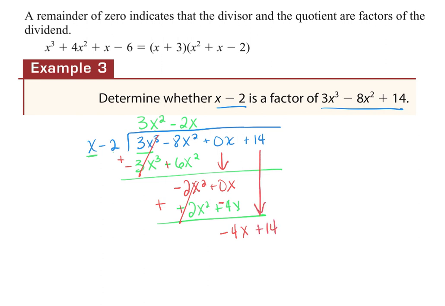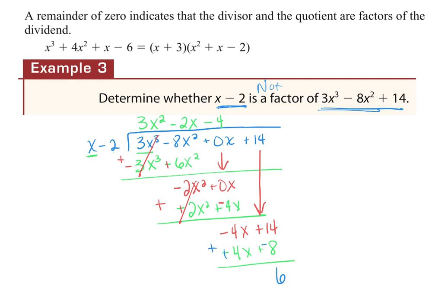What do I multiply x by to get negative 4x? Well, that's a negative 4. And then I'm going to multiply through negative 4 times x. Negative 4 times negative 2. And again, I am adding the opposite here. 14 and negative 8 give me a remainder of 6. So what does that tell me about what I divided by? This is not a factor of that. It is not a factor. But I still do the division.